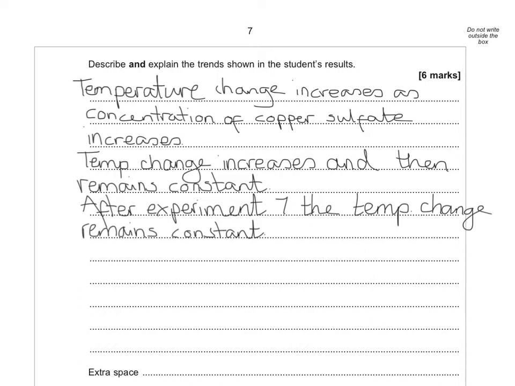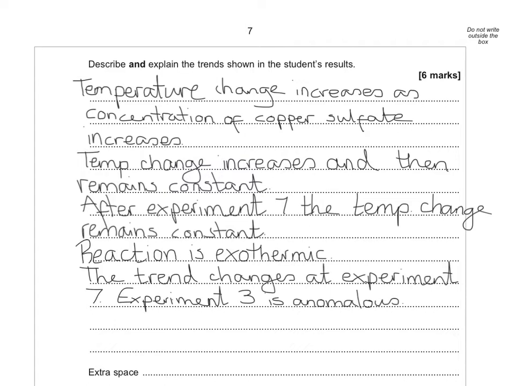More data that you could add in is that the trend starts to change at experiment 7 and that experiment 3 is showing an anomalous result. And those points altogether will describe the trends shown in the results. Questions like these, you need to make sure you use as much data as you can from what you've been given. Next, we need to explain the trends.